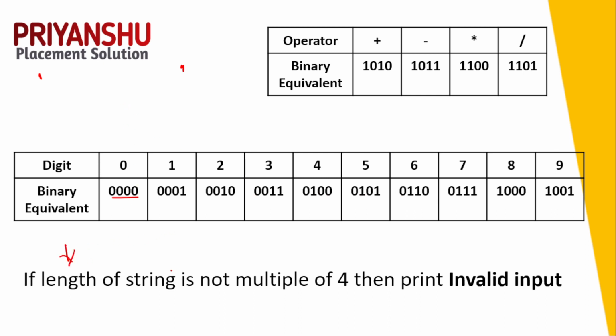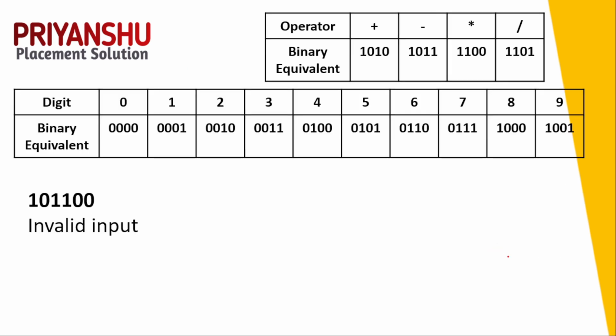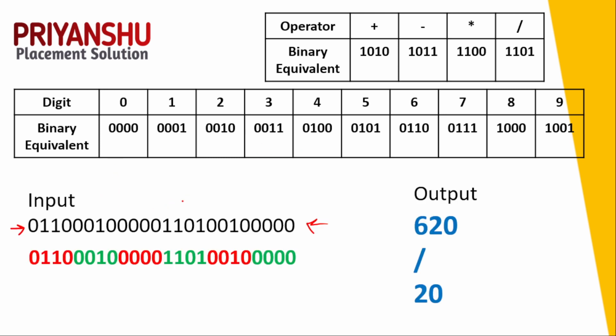If the length of the string is not a multiple of 4, then we need to print invalid input. Keep this in mind: in IBM, in every question, one condition is given for invalid input. So let us discuss an example. If the input is provided like that, then you need to print invalid input.